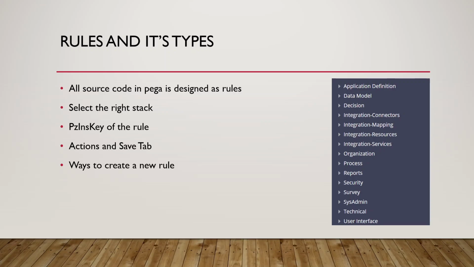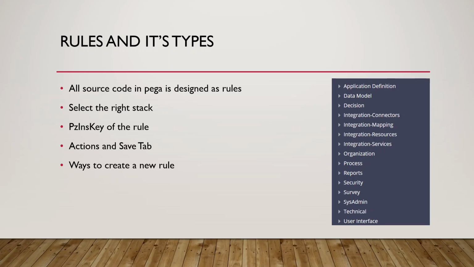The pzInsKey is a value which will provide a unique identifier for any rule. No two rules can have the same pzInsKey. The reason being, if you want to identify any rule, it's very important for us to have a unique identifier. That's why Pega created the pzInsKey for us. This will act as a unique identifier. If you want to differentiate any rule, we'll be getting it from the pzInsKey.